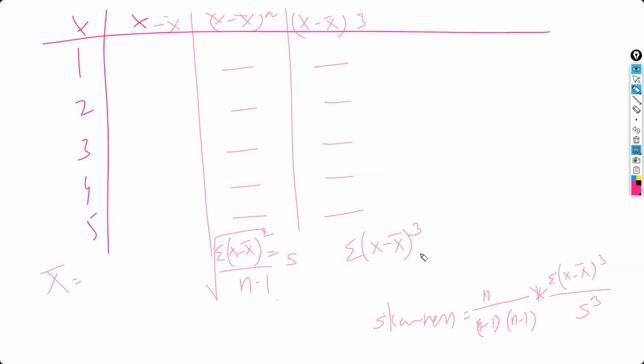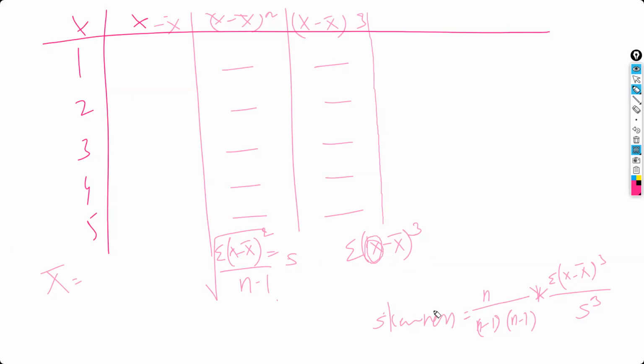Sum of (x minus x bar) whole cube means first you have to calculate (x minus x bar) whole cube for that particular column sum. This is meant for the particular column sum, not for an individual value. Why? Because x is not a single value now. X bar is a single value. What about x? X means 1, 2, 3, 4, 5. If you substitute 1, you will get a different number. When you substitute 2, you will get a different number. When you substitute 3, you will get a different number.